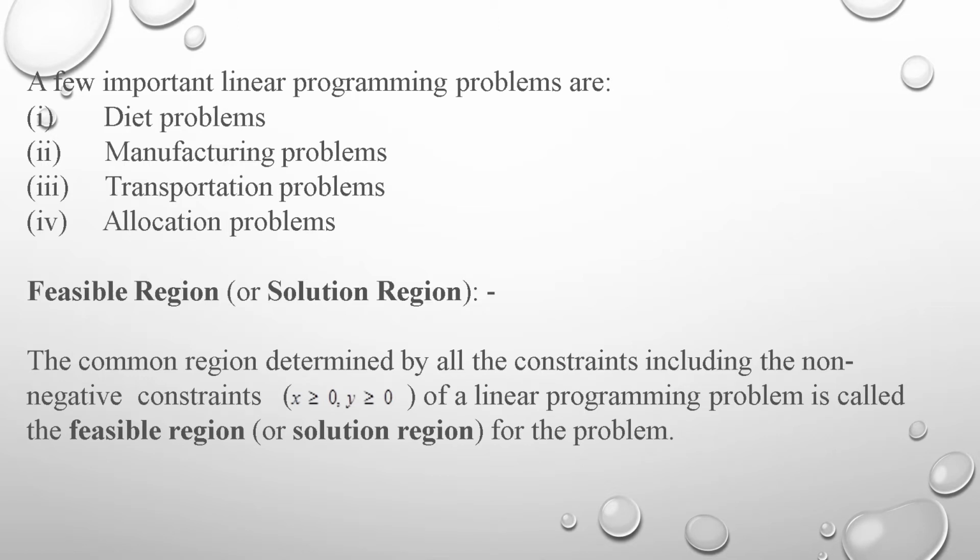First of all, we need to understand the feasible region or solution region. Students, you have studied in your previous class, Class 11, the topic linear inequalities, where you used to plot the graphical solution of linear inequality. So the feasible region is the solution generated by all the linear inequations given. The common region determined by all the constraints, including the non-negative constraints x greater than or equal to 0 and y greater than or equal to 0, of a linear programming problem is called the feasible region or solution region for the problem.